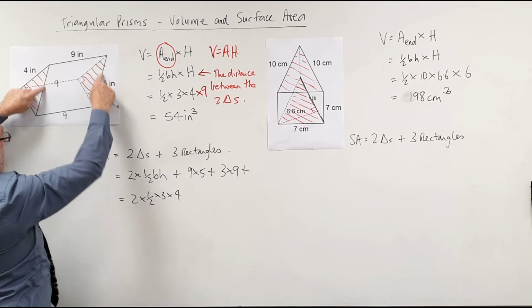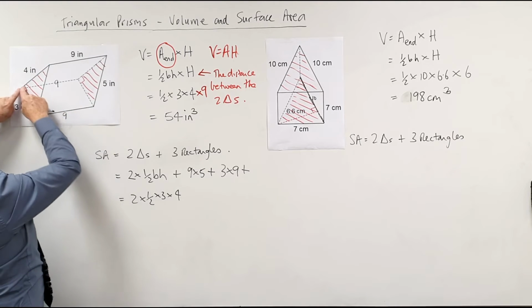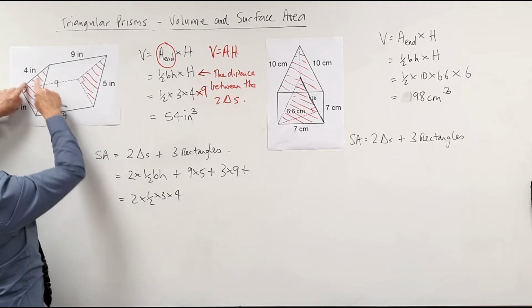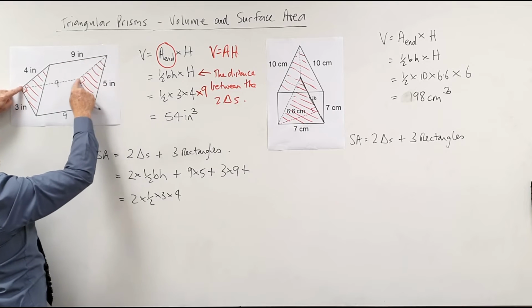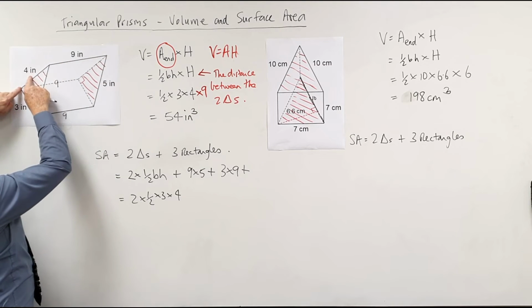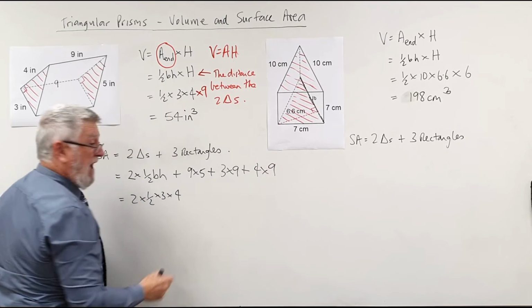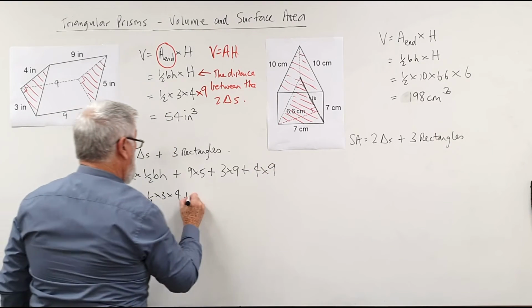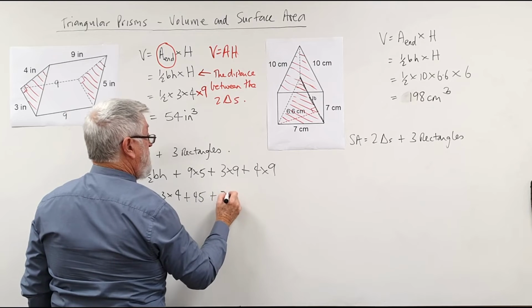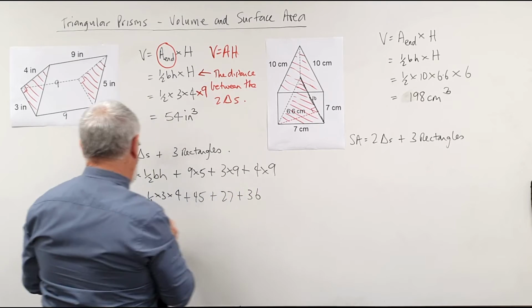I'm going to trace my fingers around it. There's that one there. There's this one here. And there's this skinny one over the back here. So I can see that's got a 4 and it's got a 9. So that's a 4 times 9. And you put it in your calculator and write the answer down. But I'm going to write that as 45. I'm going to write that as 27. I'm going to write that as 36.